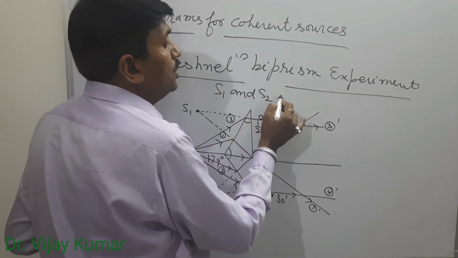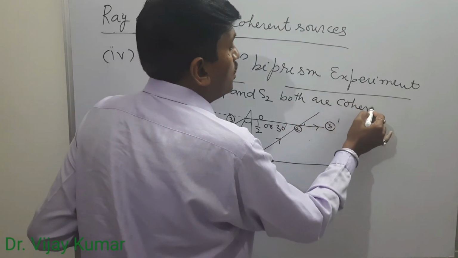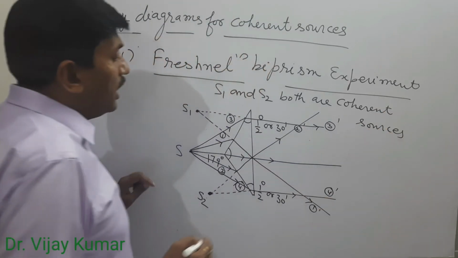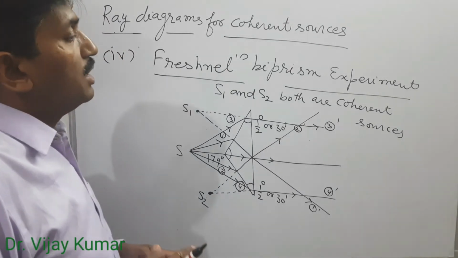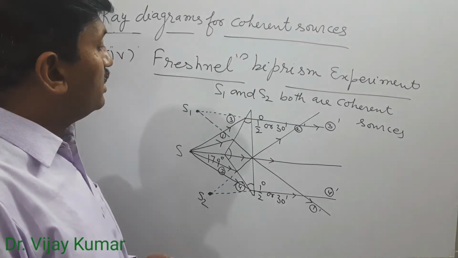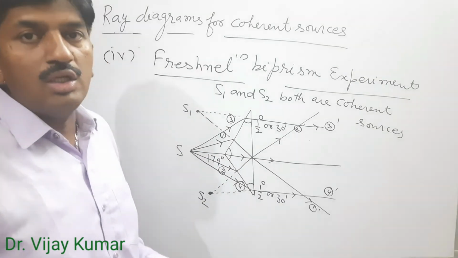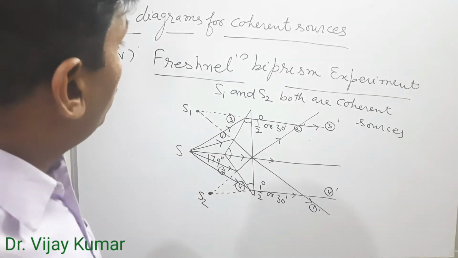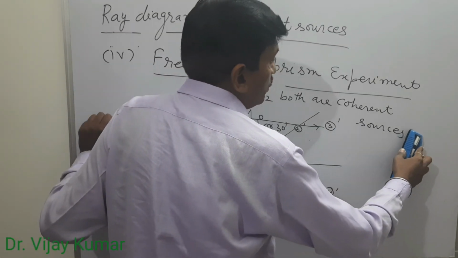S1 and S2 both are coherent sources, and these coherent sources produce the coherent waves which produce the interference phenomena. This is the fourth method, and in general we use this method for production of coherent sources in our physics lab. Now we will move to the last method of production of coherent sources.